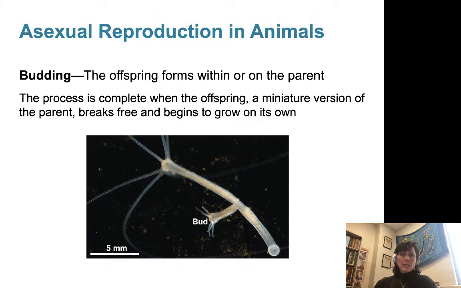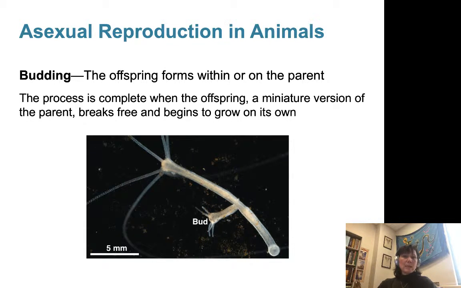In the case of budding, what's happening is literally through mitotic division of cells, a very small mini you is being developed and then grows out of your body. And that's what you see happening here with this hydra. So here's the adult mature hydra, and this is a bud, an offspring that's developing off the side of its body.